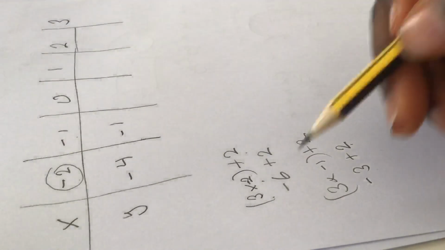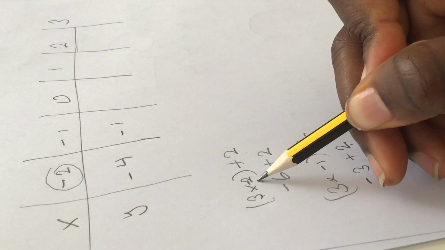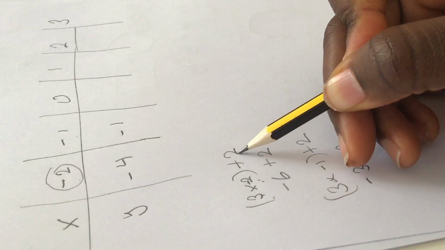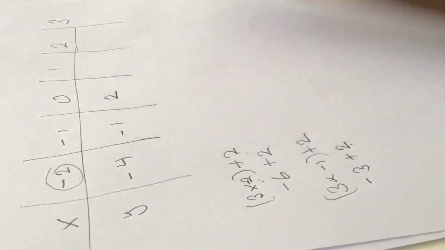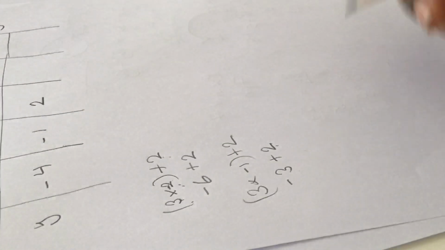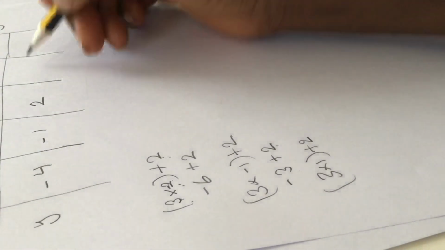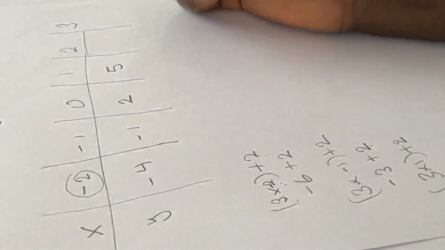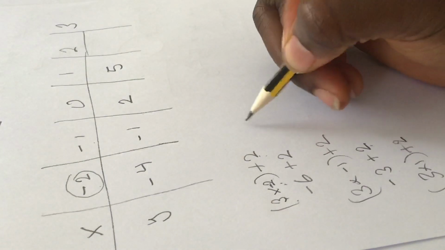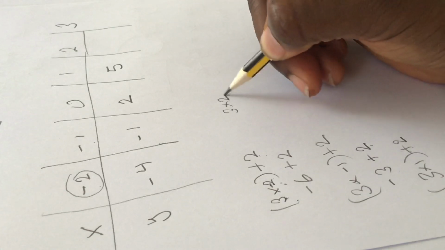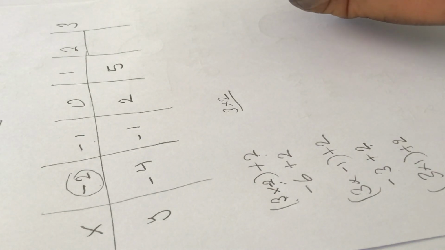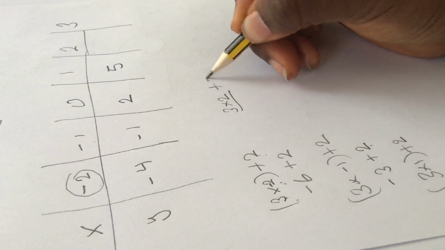x is equal to 0. 3 times 0 is 0. 0 plus 2 is 2. When x is equal to 1, 3 times 1 plus 2. Excellent. Yeah? The next one, x is 2. 3 times 2. What's 3 times 2? 6. 6 plus 2 is 8.